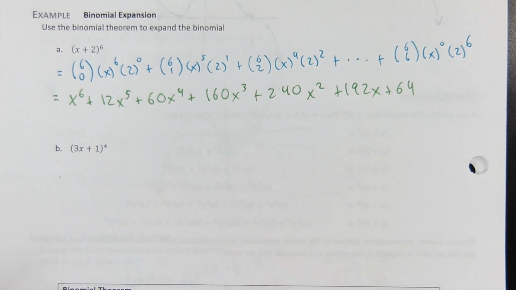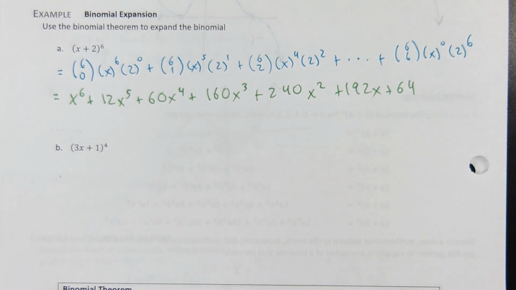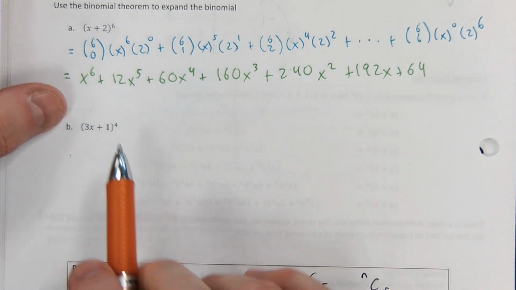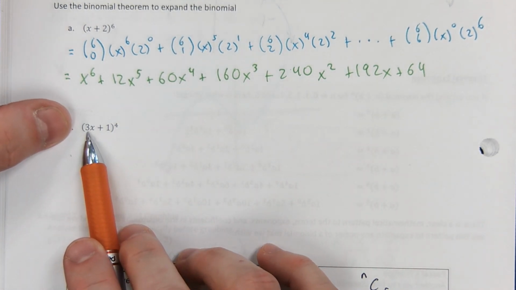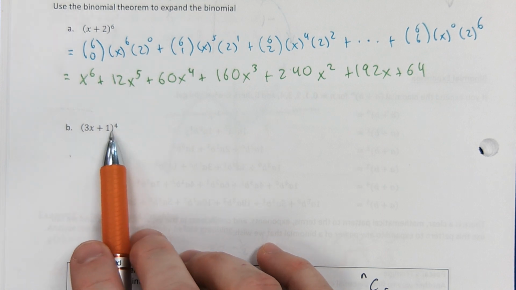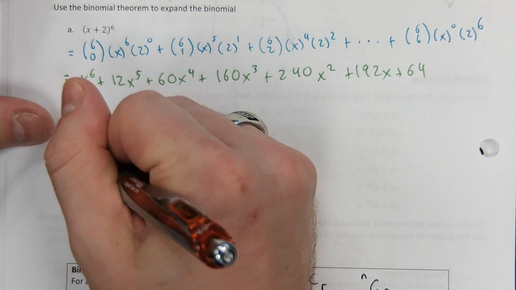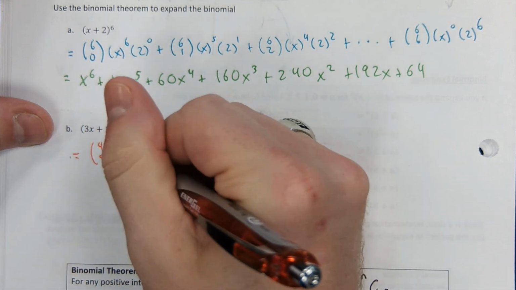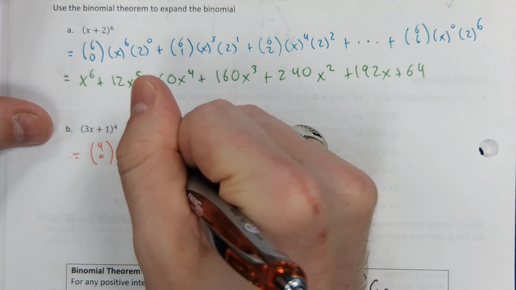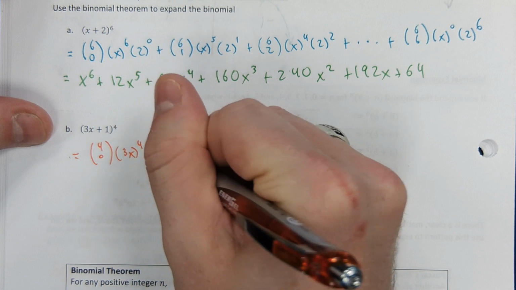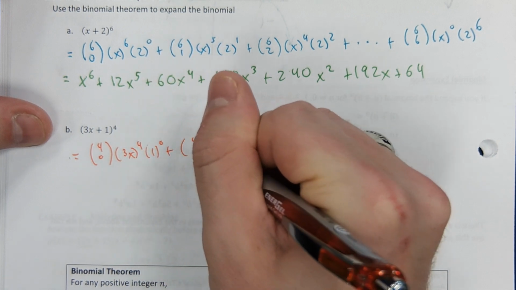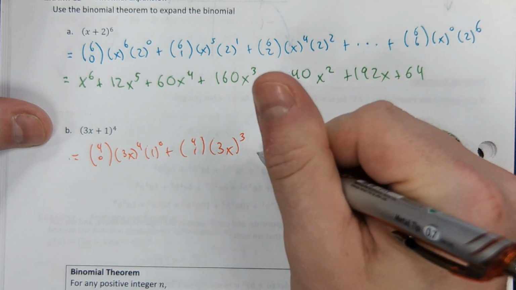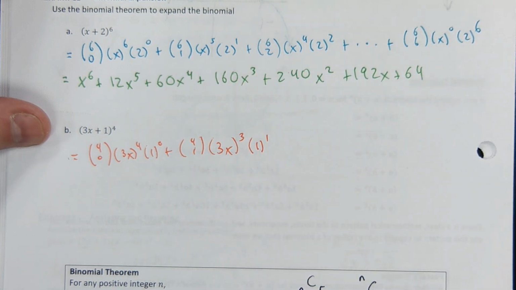This one only has 4 terms, thank goodness. A lot less to write. We'll go with orange. This time A is 3x. Thankfully B is 1 again though. So I have 4 choose 0, 3x to the 4th, 1 to the 0. 4 choose 1, 3x to the 3rd, 1 to the 1.